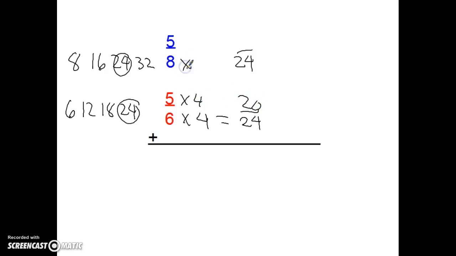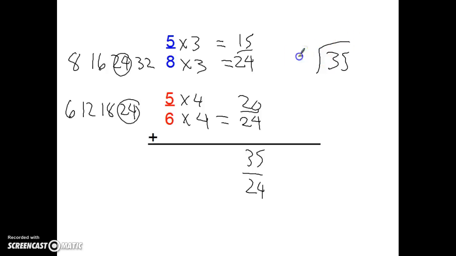Over here, what do I have to multiply 8 times to get to 24? Again, we just did it right here: 1, 2, 3. 8 times 3. So 5 times 3 gives me 15. We now have 15/24 plus 20/24, 35/24, which is an improper fraction. So I'm going to divide.